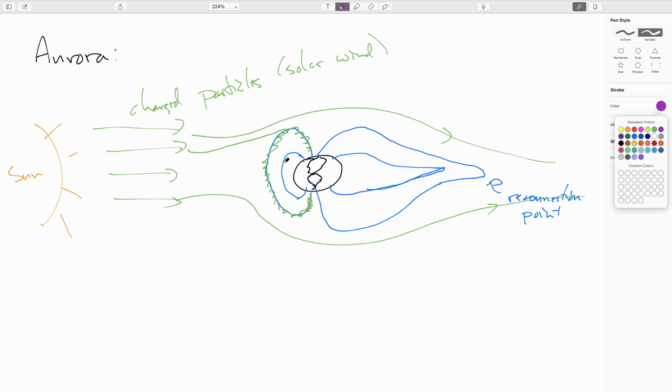Now, if these particles are energetic enough, they strike the upper part of the Earth's atmosphere. And when they do, they excite the air molecules in the atmosphere, by kicking the electrons in the molecule up to a higher orbit. When those electrons return to a lower orbit, they emit light of the pretty colors that you see when you see the northern or the southern lights.